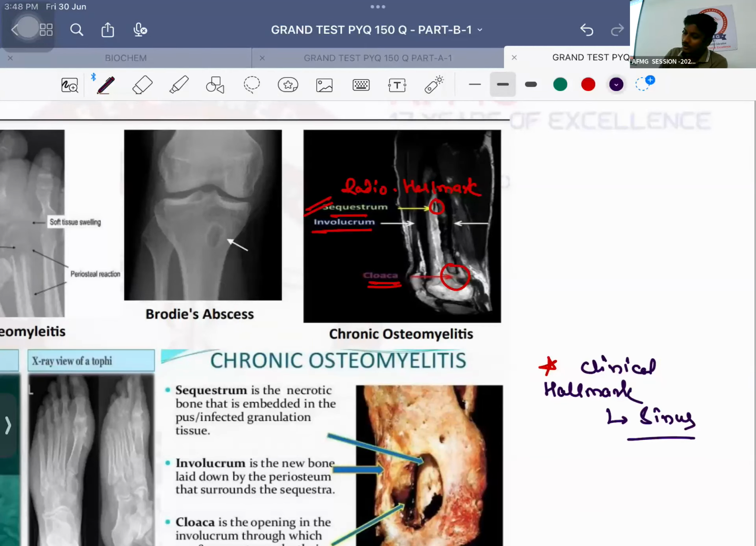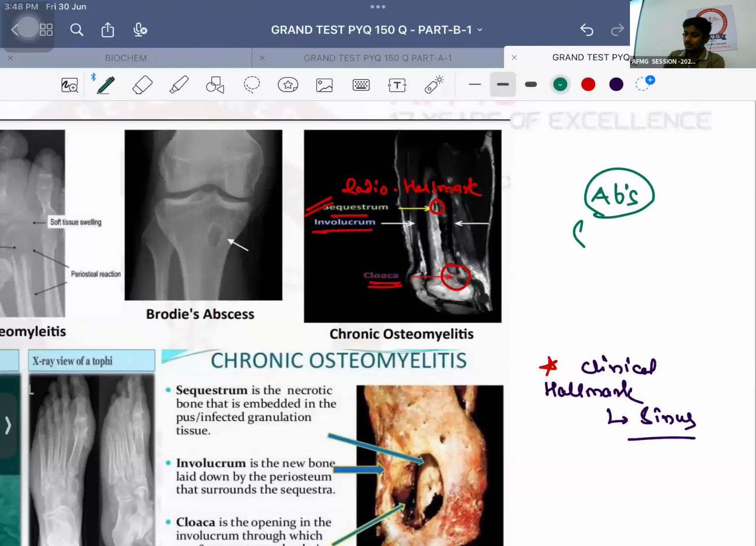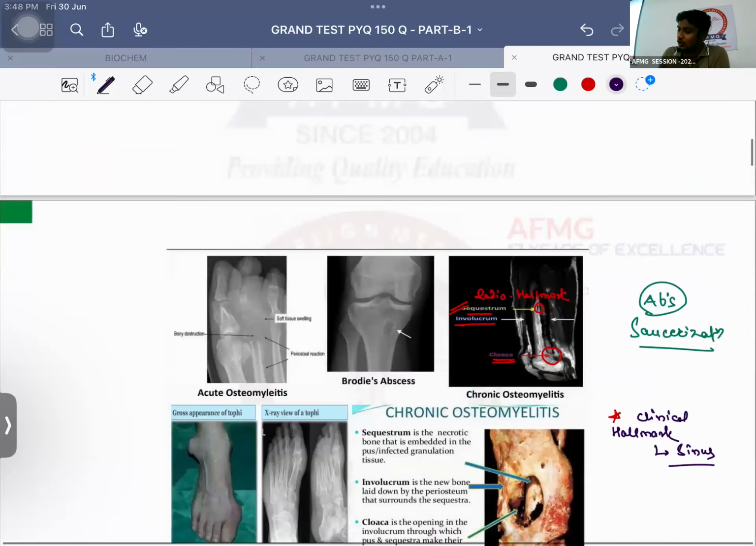ठीक है? ट्रीटमेंट क्या करते हो बताओ? एंटीबायोटिक्स तो दोगे ही ना. सुनाइए. सॉसराइजेशन करते हो ना? It is excision only, but that is saucerization. Saucer जैसे निकालते हो, ठीक है? You need to cut it like a saucer. ठीक है? That is known as saucerization, which is done in case of chronic osteomyelitis.